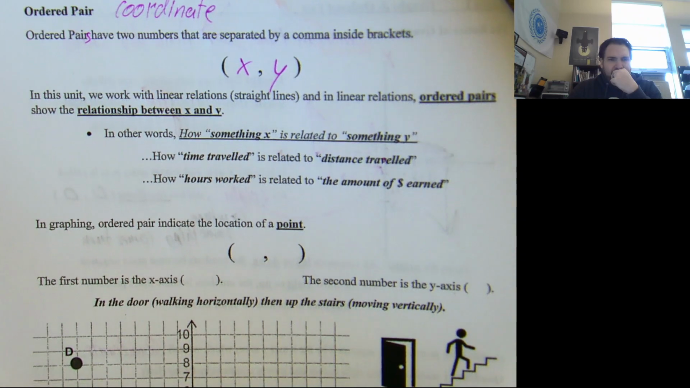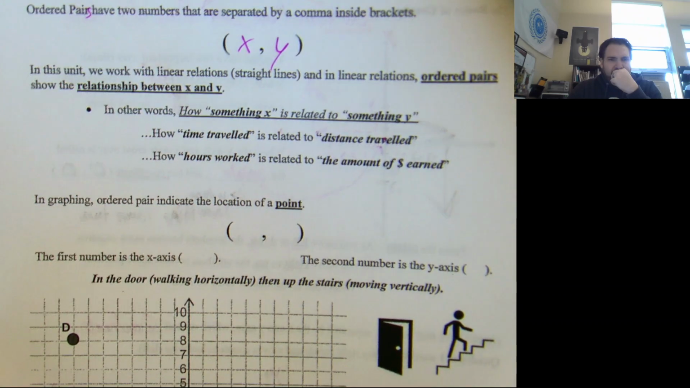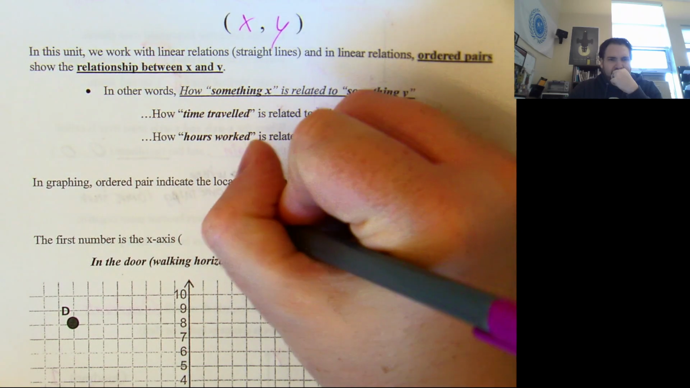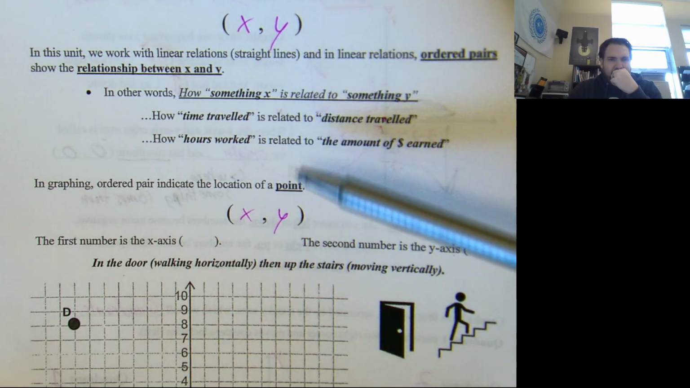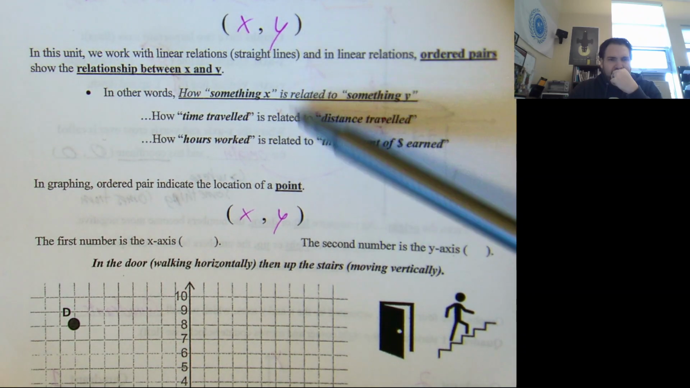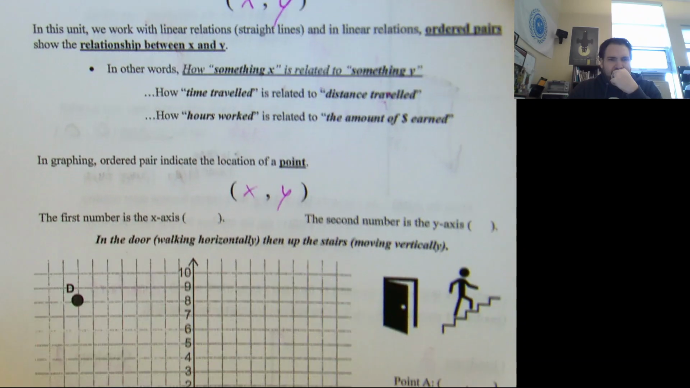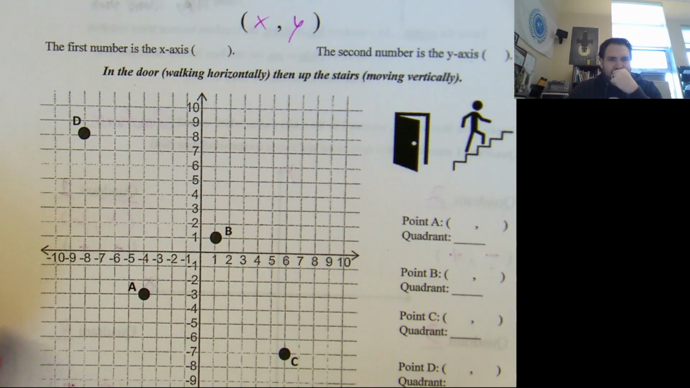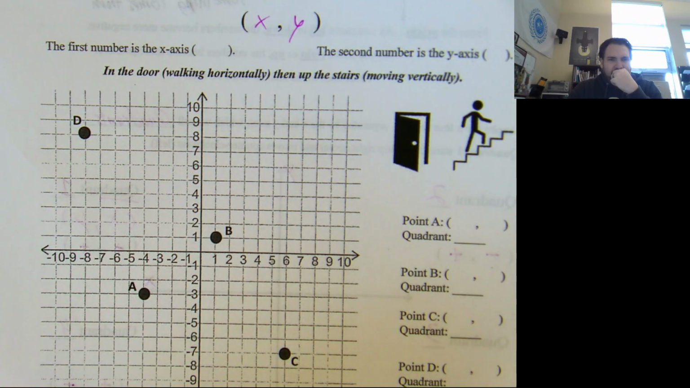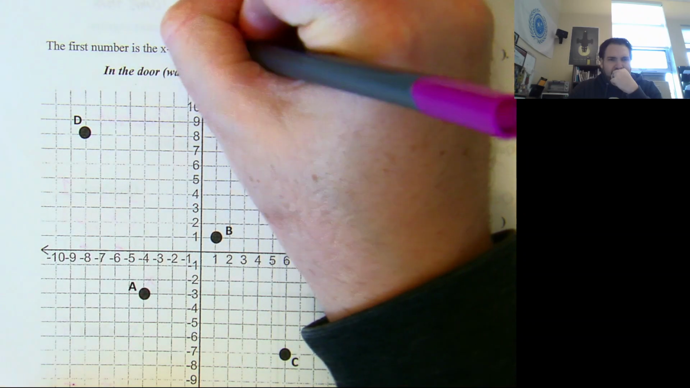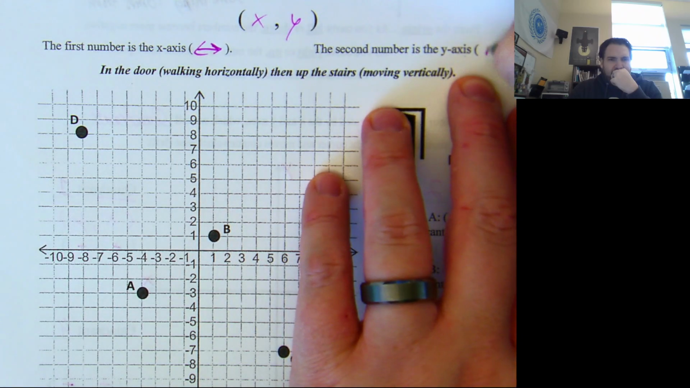In graphing, ordered pairs indicate the location of a point. Again, X comma Y. I'm going to really hound this X comma Y thing because it takes a lot for students to remember that. So the first number is the x-axis, and if you recall, x-axis goes left-right. The y-axis goes up-down.